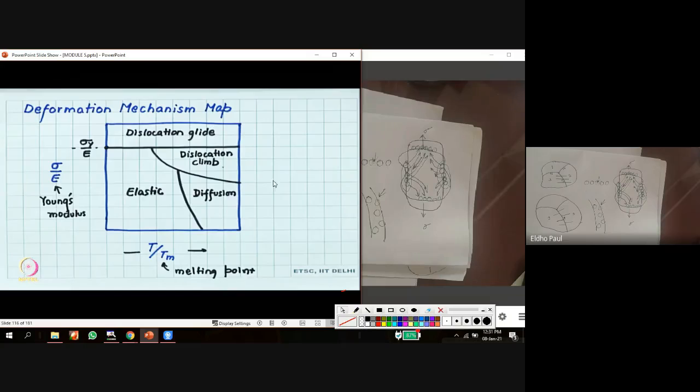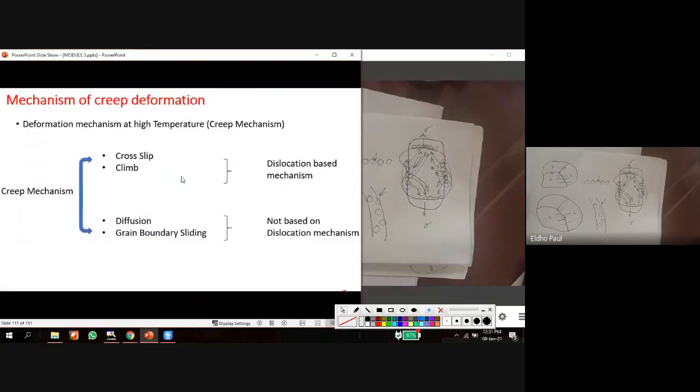Okay, so here we can see there are three regions in this map. This region is the elastic region. This one is the dislocation climb region, and this is the diffusion region. Out of these mechanisms, dislocation climb and diffusion are the main mechanisms for creep deformation.